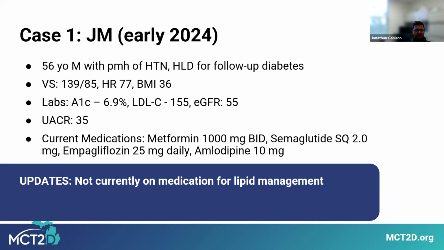At our appointment, let's say tomorrow, after this meeting, JM comes in, right? The first thing I want to highlight here is his blood pressure, which is 139/85, which many people look at and consider borderline. We should consider this high for a person with diabetes with chronic kidney disease.